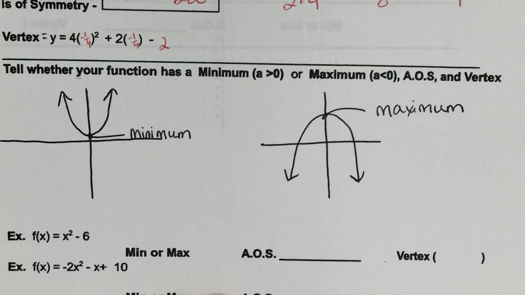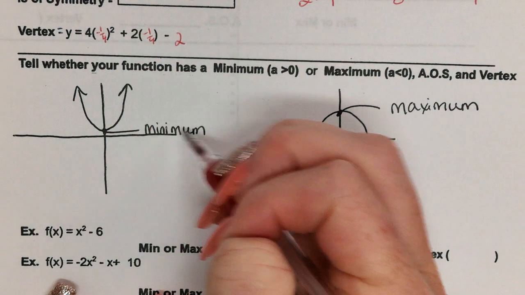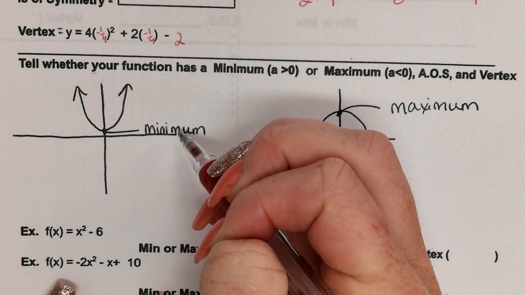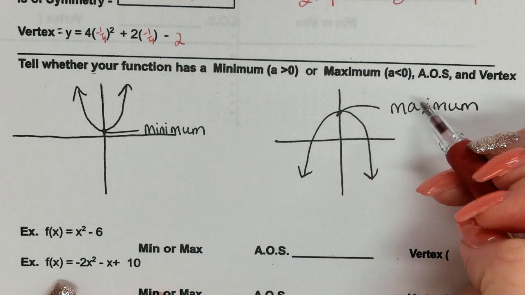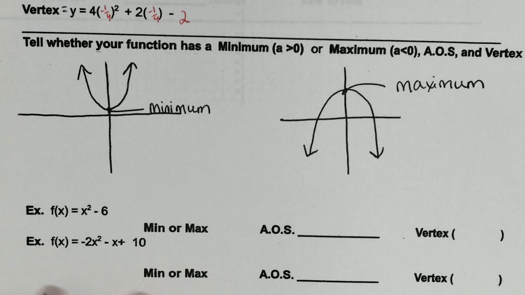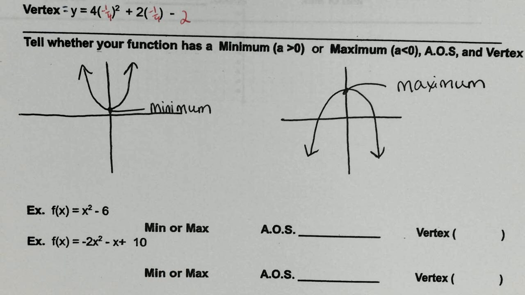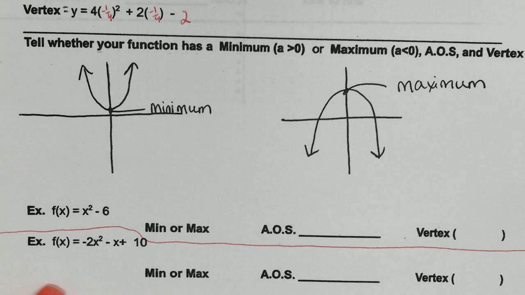All right, moving on. Now we're going to tell whether a function has a minimum or maximum value. So if it opens up, it has a minimum value. Yes? If it opens down, it has a maximum value. All right, so look at this first one.